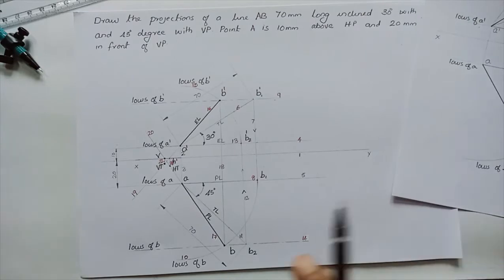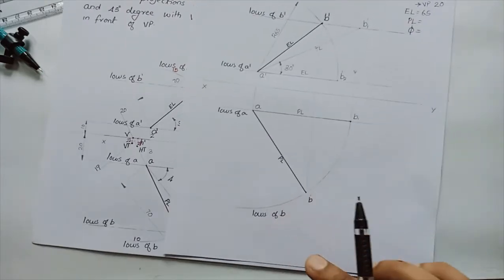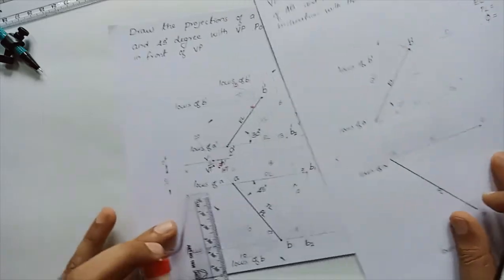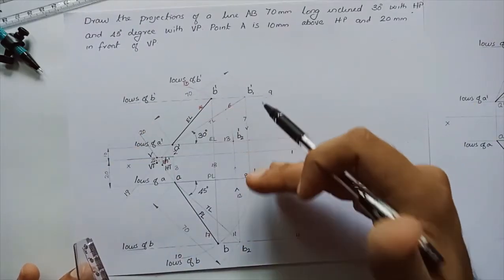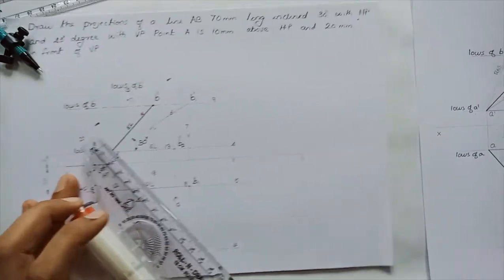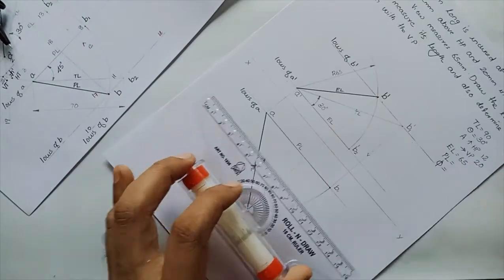So along point B, we have got a locus line here. This is the locus of B. We shall recreate this locus of B onto this problem. The locus of B is actually a line that is parallel to the xy line. So parallel to the xy line, let us draw a straight line here.